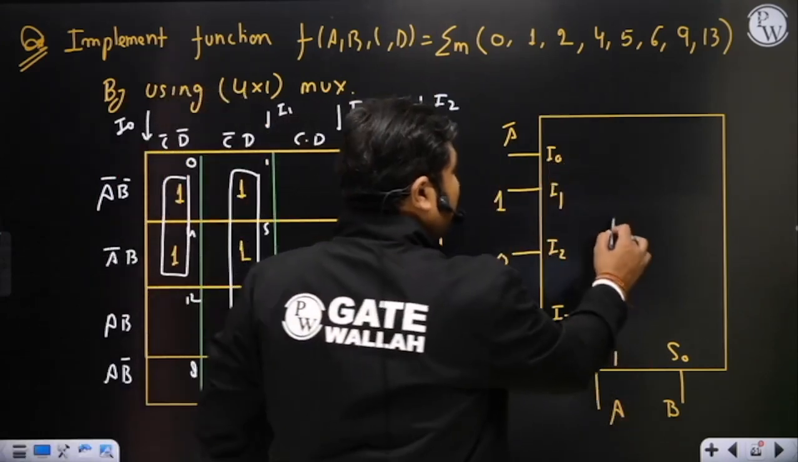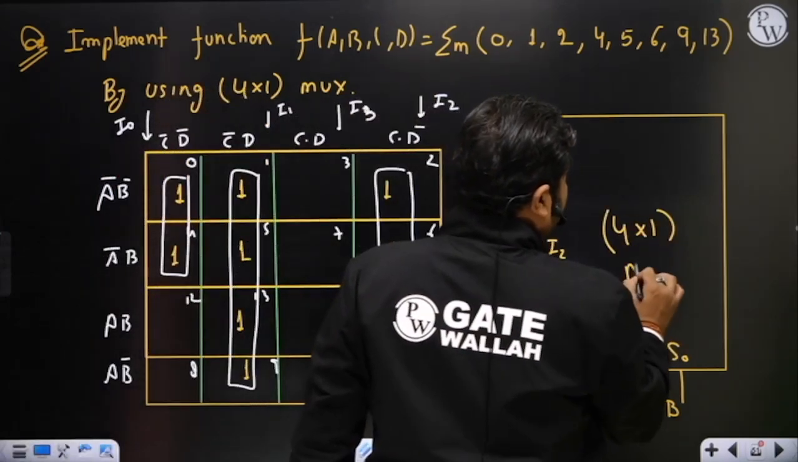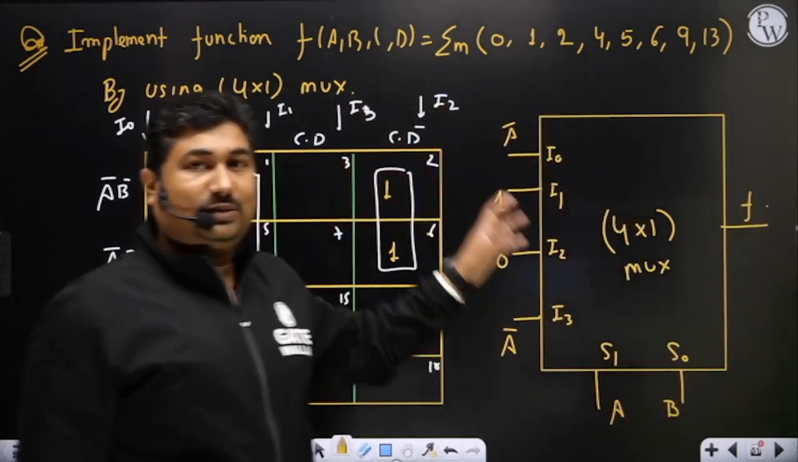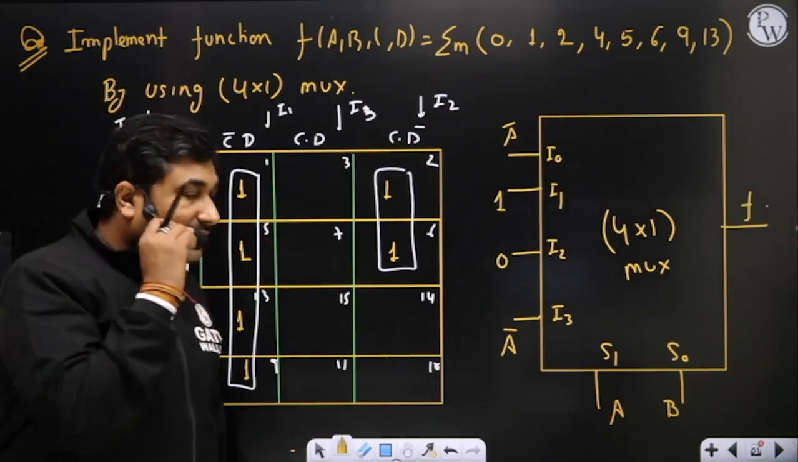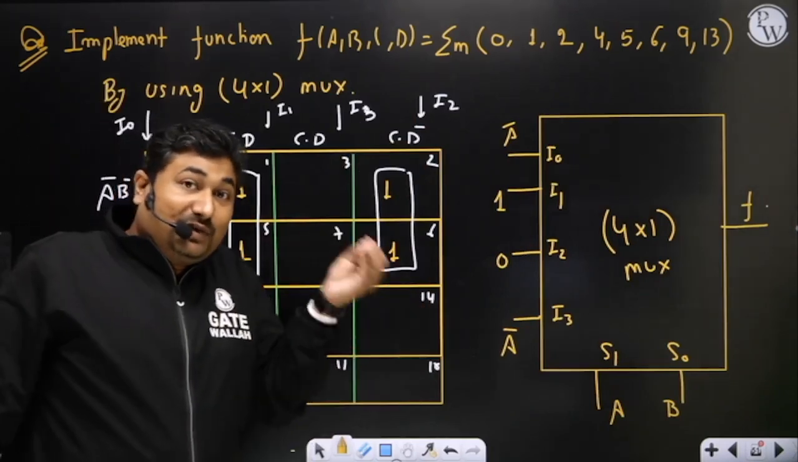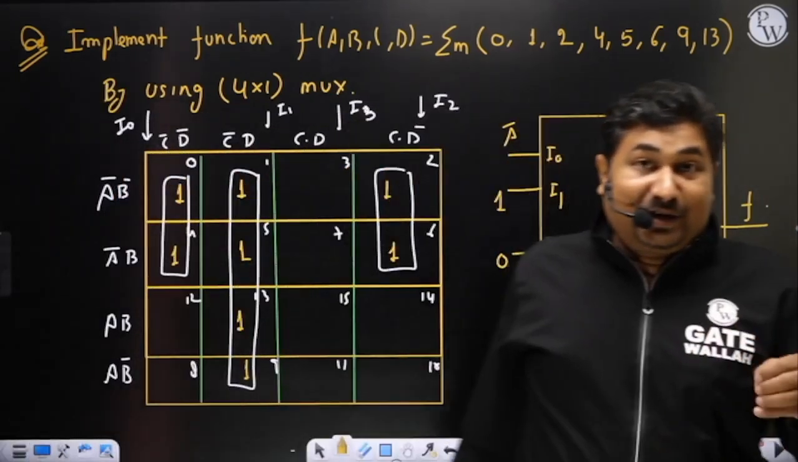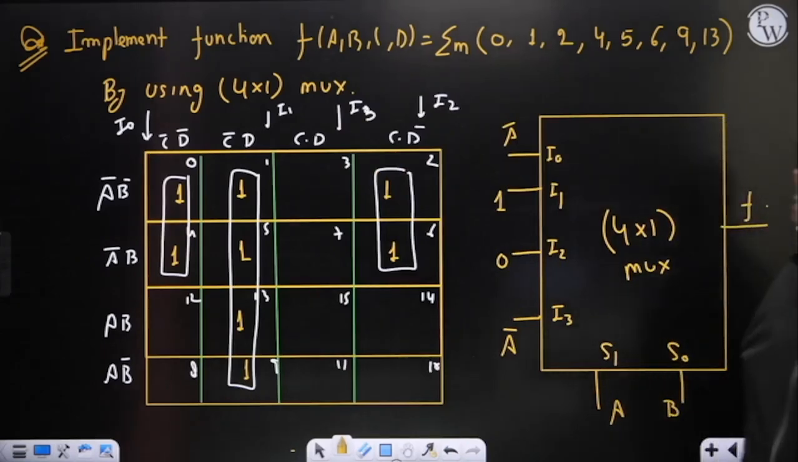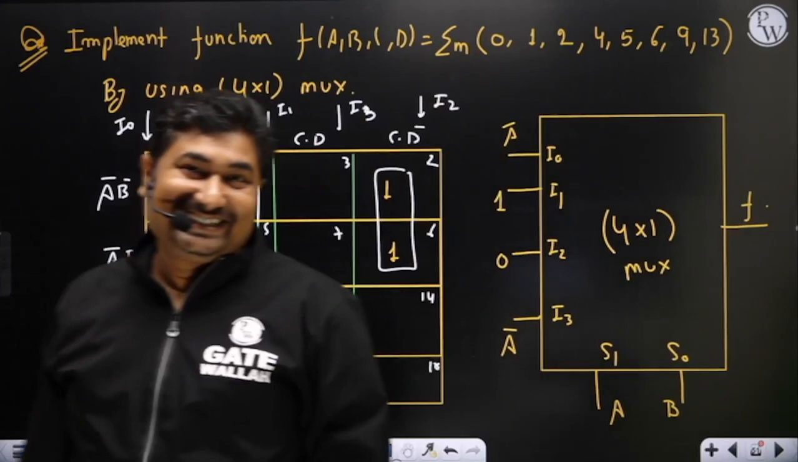Which size is best now, 4 cross 1 mux size or 8 cross 1 mux size? Sir, this is the actual question asked. In this particular case, 4 cross 1 size is better than 8 cross 1 size. Is it okay? Clear? Great.